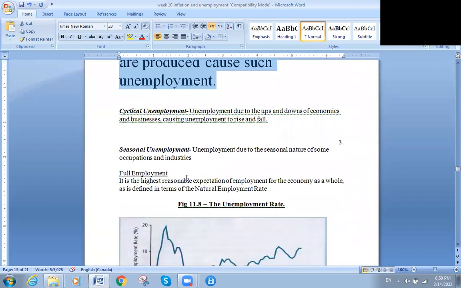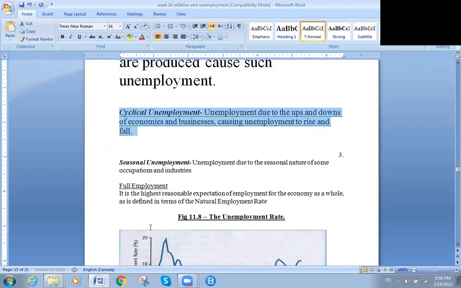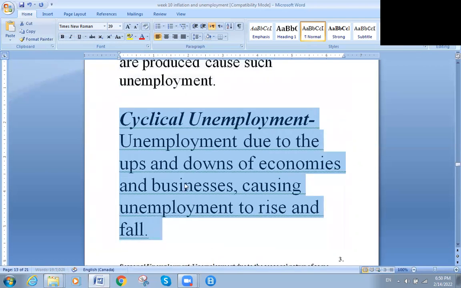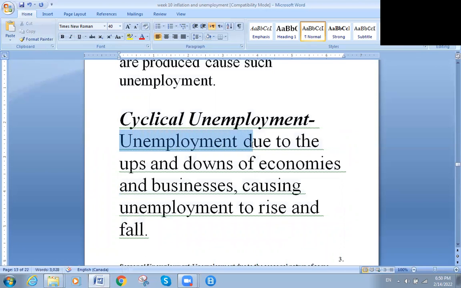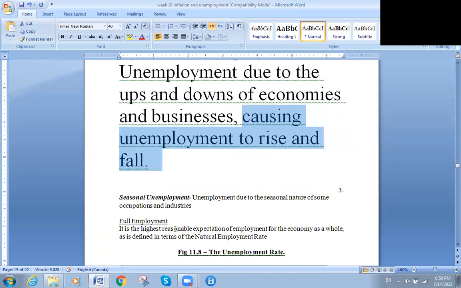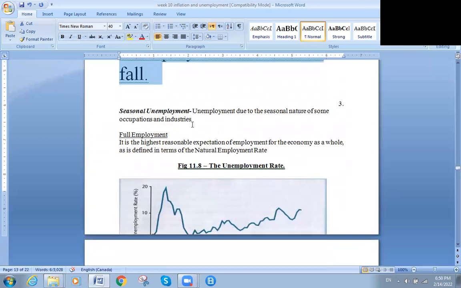We also have what we call cyclical unemployment. What does cyclical unemployment look like? Unemployment due to the ups and downs of the economy. So when the economy is flourishing, unemployment goes down. When the economy is not doing well, unemployment goes up. So the economy causes unemployment to rise and fall. So it has ups and downs.